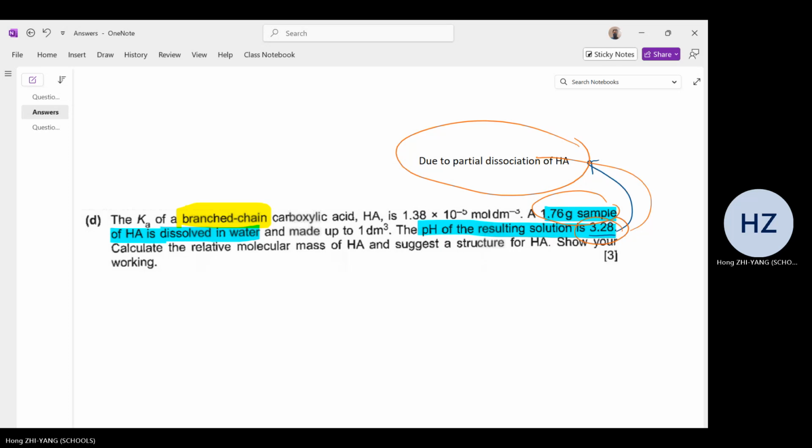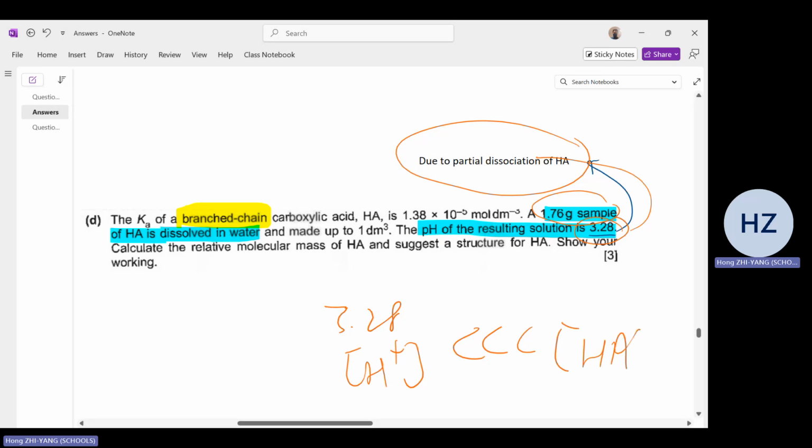To be honest, 3.28, which is the H+ concentration, right, is way lesser technically than the HA that is left. That means the majority of the molecule is not dissociated. So it's only a small fraction. Everyone okay about this? Okay, do be careful about this.